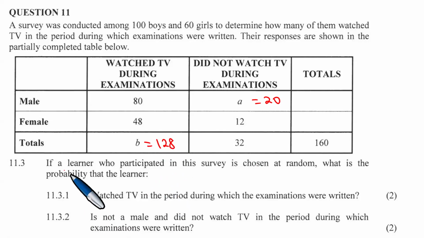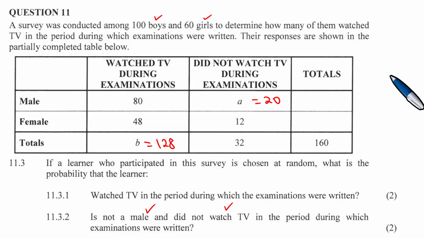Remember, a survey was conducted amongst 100 boys and 60 girls. We're still dealing with 100 boys and 60 girls. If a learner who participated in this survey is chosen at random, what is the probability that the learner is not a male and did not watch TV in the period during the examinations? 2 marks. The learner is not a male, but also this learner did not watch TV. What is this probability? Okay, so what is the answer to this one?